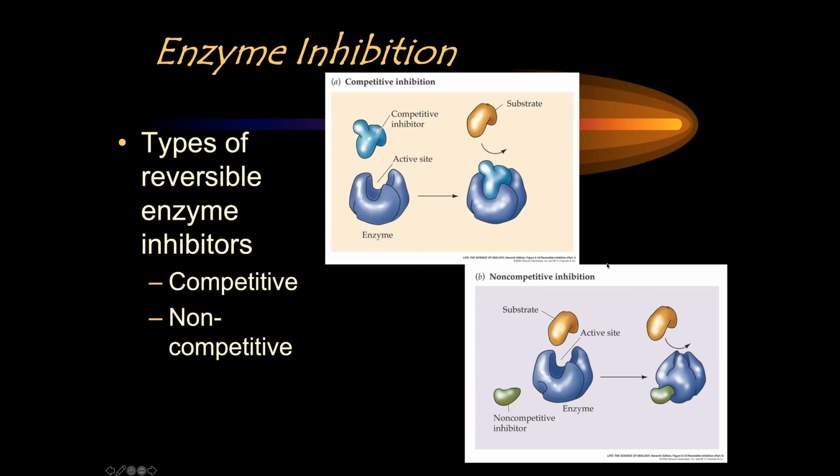There's another type of inhibition called non-competitive. So here you have the enzyme with its active site and the substrate which fits in it. The non-competitive inhibitor does not bind to the active site, but rather at a different site. But when it does that, it changes the shape of the enzyme so it no longer fits the substrate. So the effect is the same. As long as the inhibitor is bound to the enzyme, it does not function.